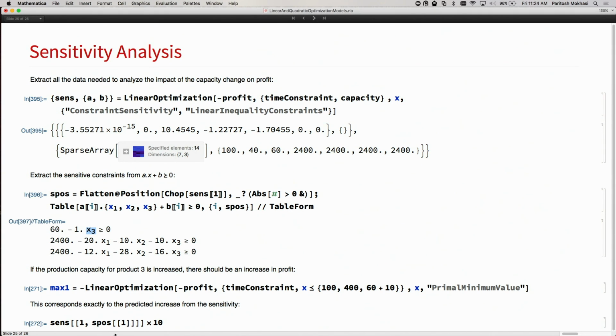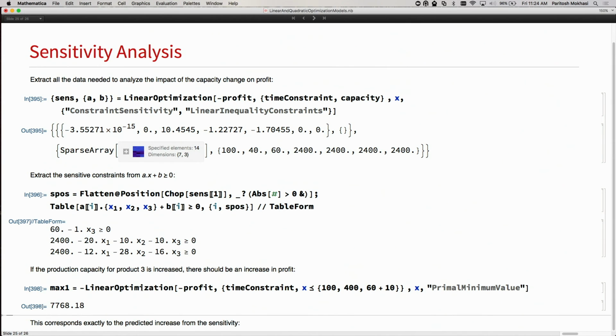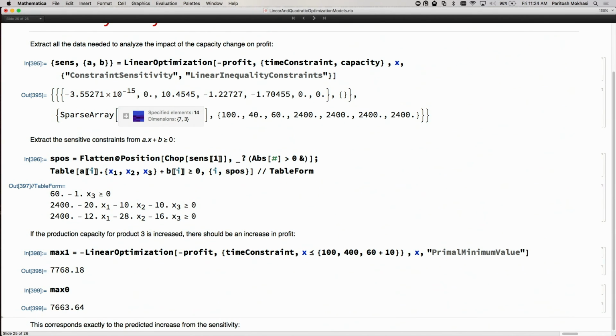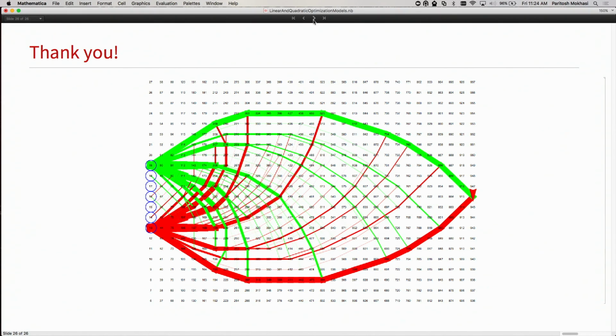So let's extract the ones that give you a direct effect on the profit. You'll see that the first one says x3 should be greater than or equal to 60, which means that for the third product, the maximum I can produce is 60. If I increase that second product to producing 70, I should see an increase in profit. So max 1 I get, and max 0 was this. So I do get an increase in profit. If I don't change that, if I increase 1 or 2, I see no change in profit.